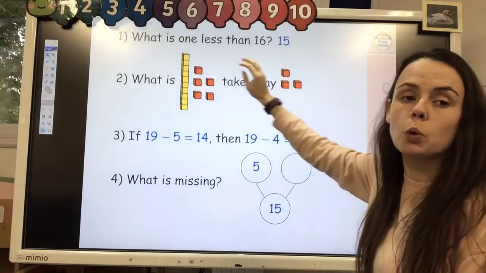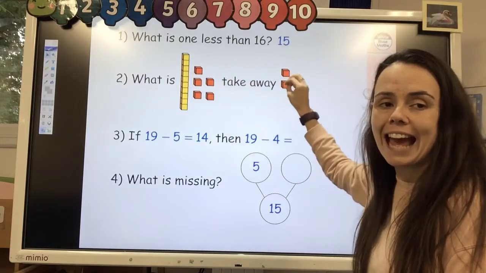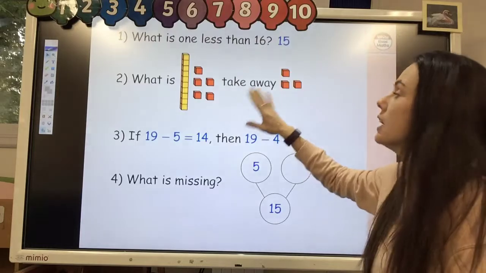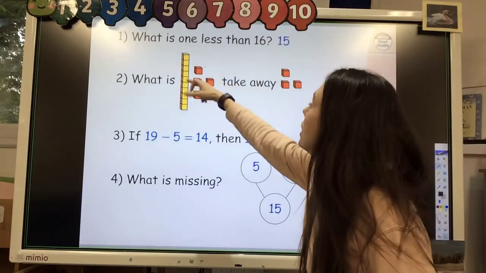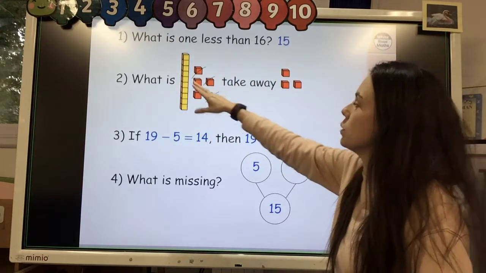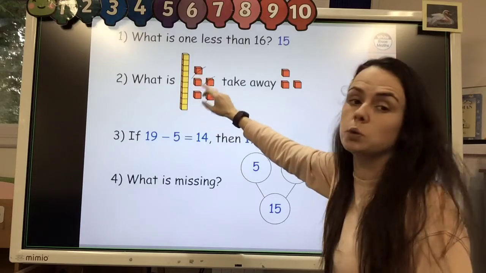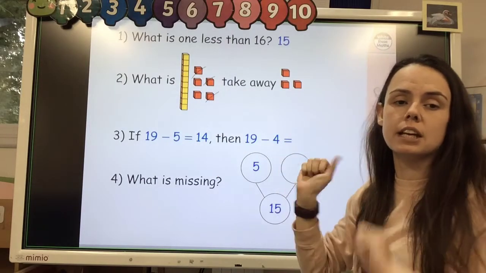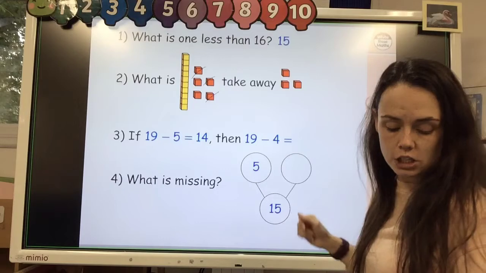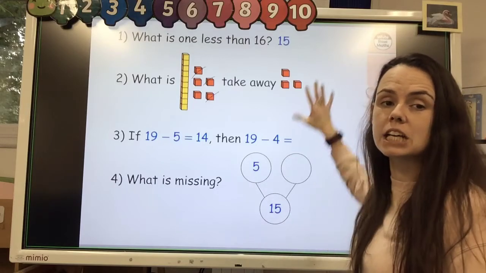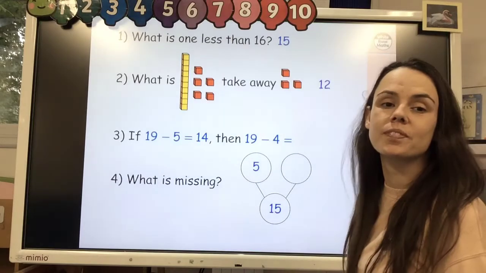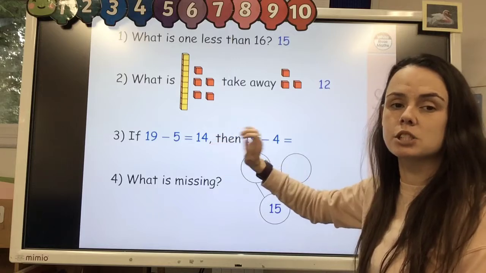Now remember, we're not adding. These aren't being added together. We are taking them away. So we're going to take off 3. So 1, 2, 3. So 10 and a 2 now. So what's 10 and 2? 10, 11, 12. Well done. So 15 take away 3 is 12. Fantastic. Now let's go down to here.